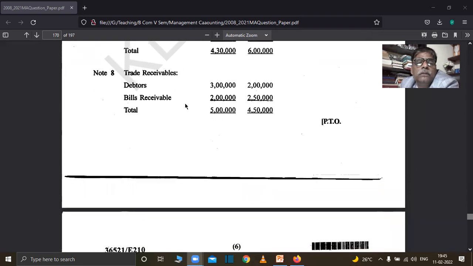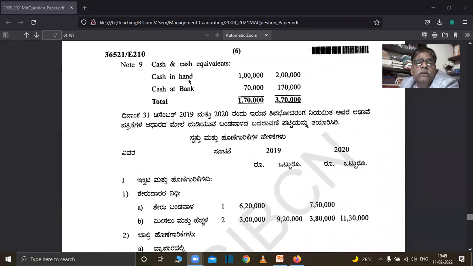Thereafter, next items. What is the next item? Cash and cash equivalent. You see here, cash in hand. Cash in hand amount is 1 lakh, 2 lakh. So there is an increase. Increase is the difference, that is 1 lakh increase. Write in the increase column. Bank: 70,000, 1 lakh 70,000. 1 lakh increase is here. You write in the increase column 1 lakh. Clear? Like this, increase column you have to write.